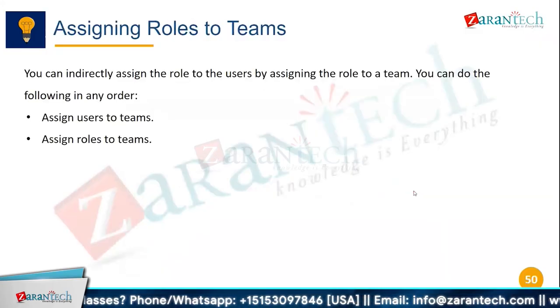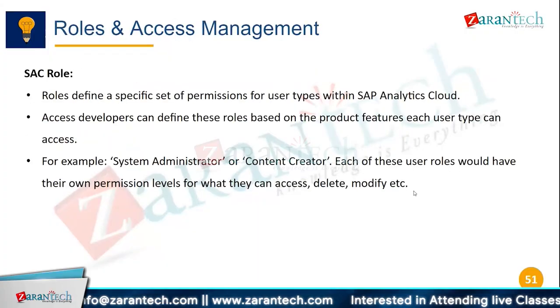You can indirectly assign the role to the users by assigning the role to a team. So basically, how to assign the roles to the teams. Either you can assign the roles directly, or assign the roles to the teams and then assign the users to the teams. So that is how there are two ways where we can assign the roles. Then next we will see roles and access management.